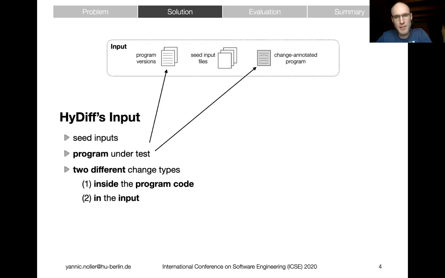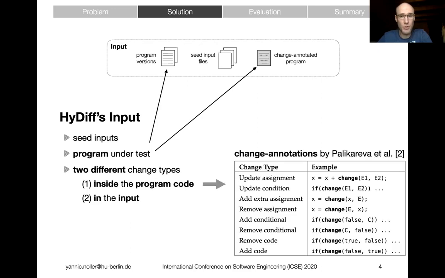For symbolic execution, we take a change annotated program. And here we distinguish between two different change types. These changes can happen inside the program code, which would then be used for regression testing. Here we adapt and extend the change annotations by Palikareva et al. And they use these change annotations to unify two program versions in order to be able to efficiently symbolically execute it. For example, if you have an updated assignment, you can add this change function call, where the first parameter would represent the old expression and the second parameter the new expression.